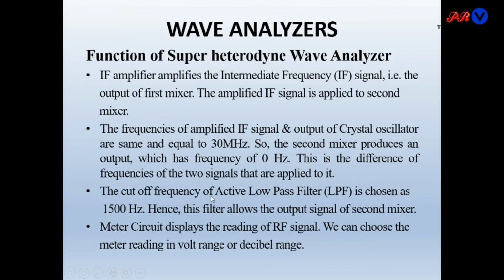The cutoff frequency of the active low pass filter is chosen as 1500 hertz. Hence, this filter allows the output signal of the second mixer, because it is a low pass filter, so it will pass that 0 hertz signal, and the meter circuit displays the reading of the RF signal. We can choose the meter reading in volt range or decibel range as in earlier cases.